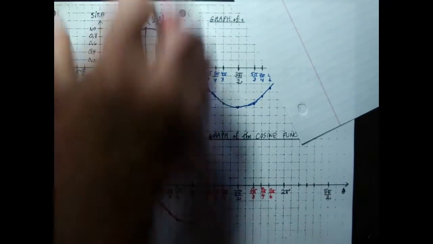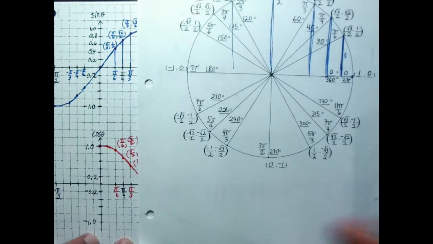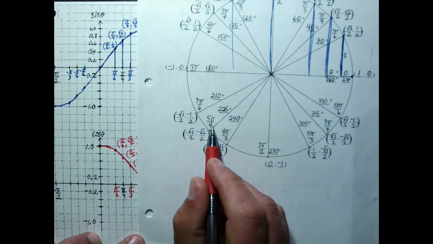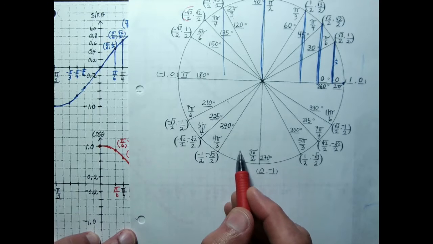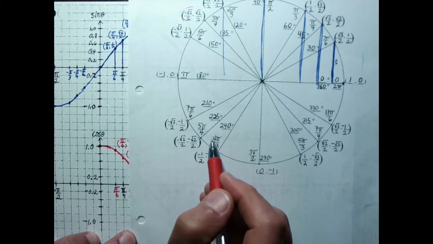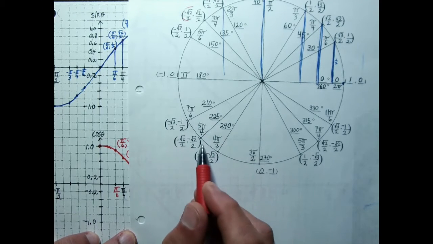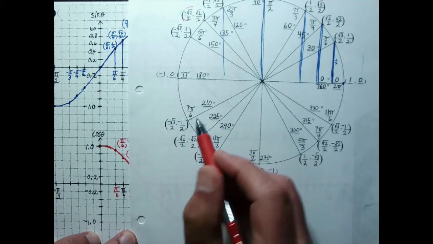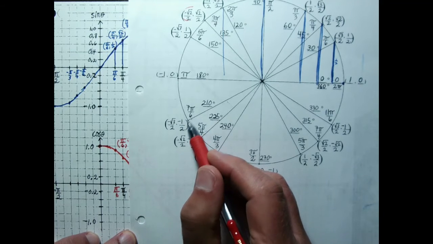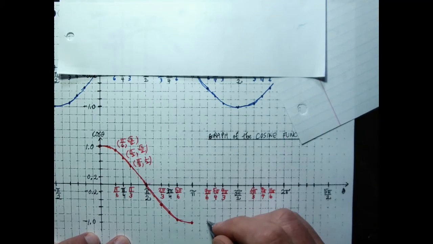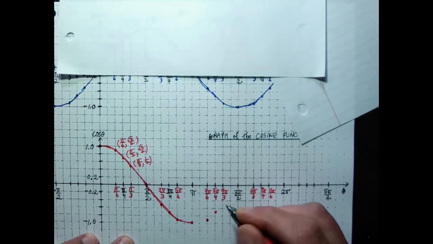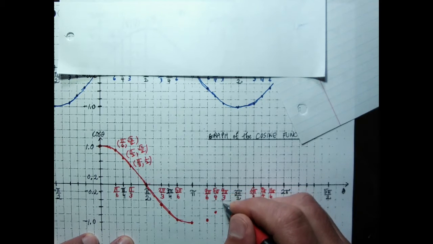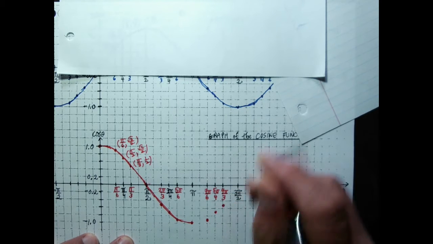And now I'm going to continue through third quadrant values, 7 pi over 6, 5 pi over 4, 4 pi over 3. Again, there are many more angles there. I'm just using the special angle values to kind of guide me through this graph drawing process. 7 pi over 6, the cosine's still negative, negative square root of 3 over 2. At 5 pi over 4, it's negative square root of 2 over 2. At 4 pi over 3, it's negative a half.